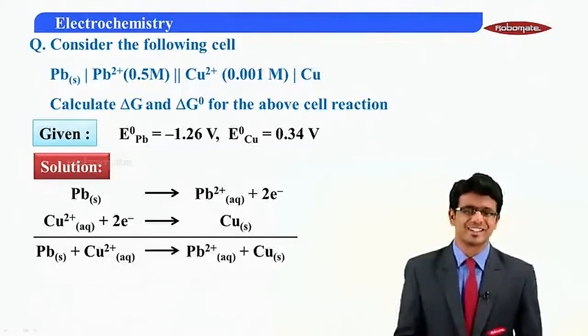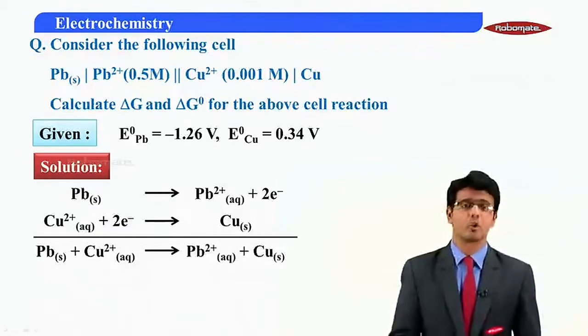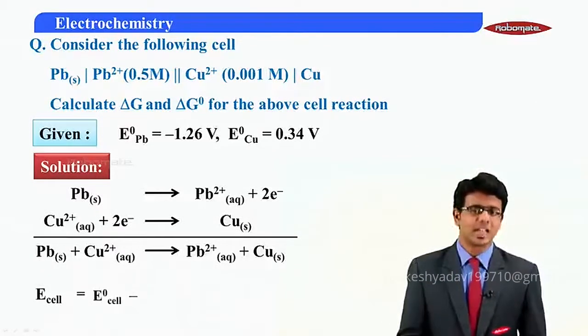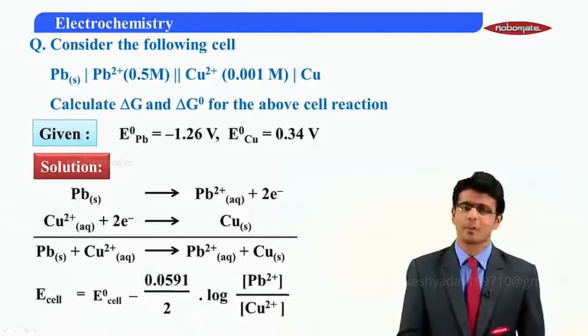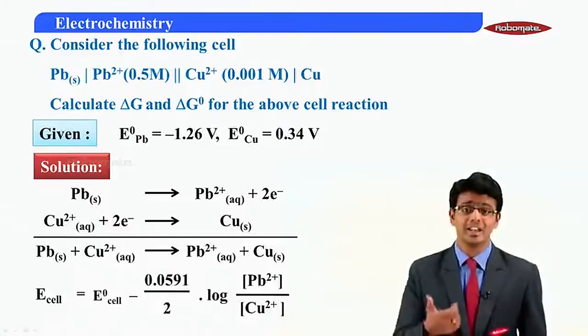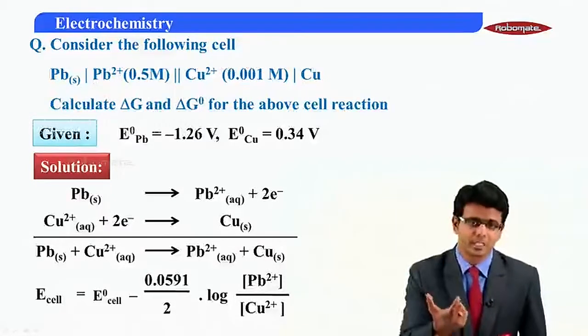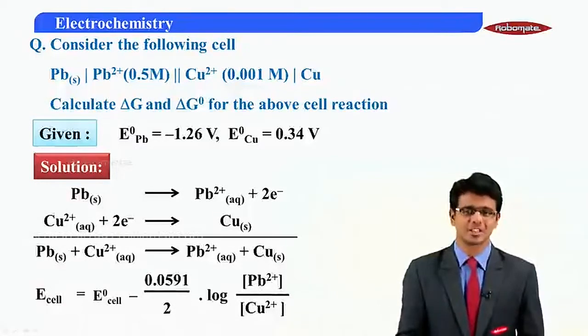plus Cu solid. So for this particular reaction, if you want to write the Nernst equation, it would be E cell, which is equal to E naught cell minus 0.0591 upon 2. Value of n here is 2, right? Log to the base 10 concentration of Pb2 plus upon concentration of Cu2 plus.